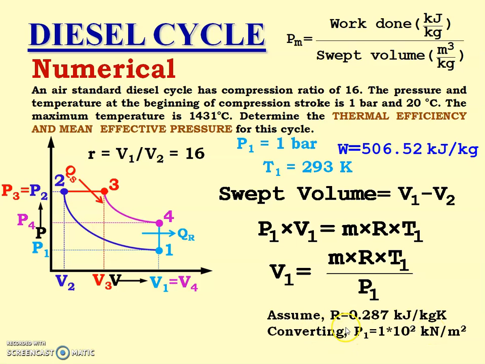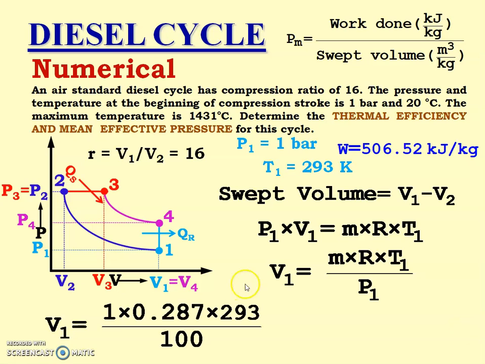Assume R is equal to 0.287 kilojoule per kg Kelvin. Now P1 is in bar, so we have to convert it into kilopascal. So P1 is equal to 1 into 10 raised to 2 kilonewton per meter square. So putting this value, we can calculate V1. V1 is equal to 1 multiplied by 0.287 multiplied by 293 divided by 100. So we get V1 equal to 0.841 meter cube per kg.